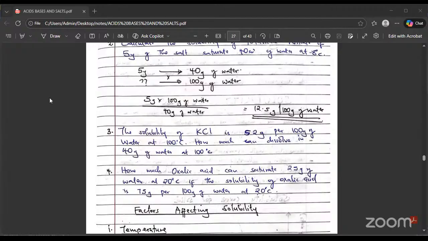I think our minutes are done. So what is the answer actually? I don't know the answer, even I don't know. So we'll solve it all of us. The solubility of potassium chloride is 52 grams per 100 grams of water at 100 degrees. How much can dissolve in 40 grams of water?